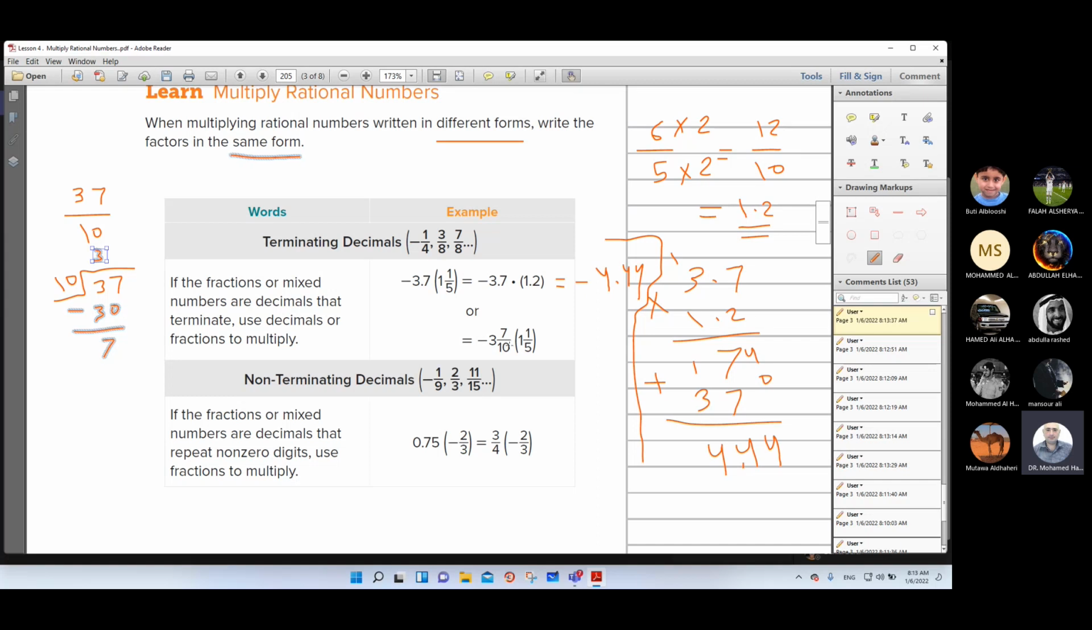Then you can multiply the two mixed number. How to multiply the two mixed number? Let's change the mixed number to the fraction. How? 3 times 10, 30, plus 7, 37 over 10. Times 1 times 5, 5, plus 1 will be 6 over 5. Now you can do simplest form here. You can divide 10 by 2, you will get 5, and you can divide 6 by 2, you will get 3.